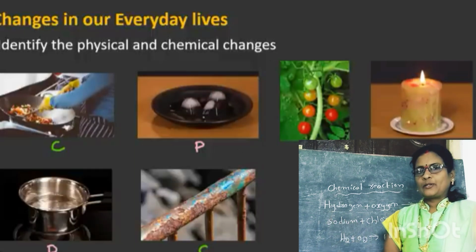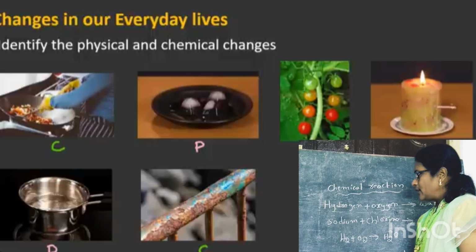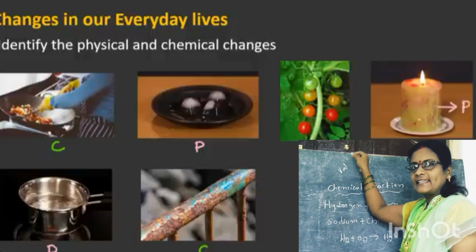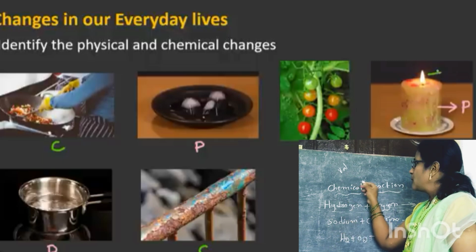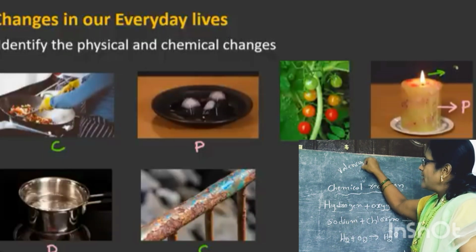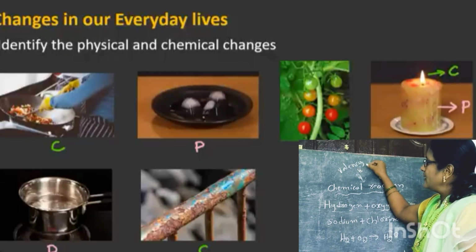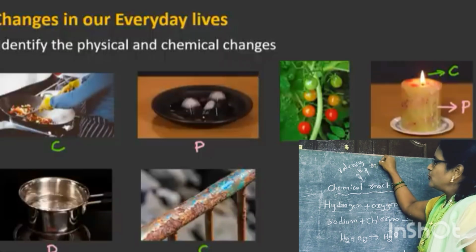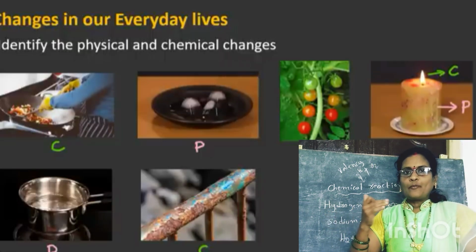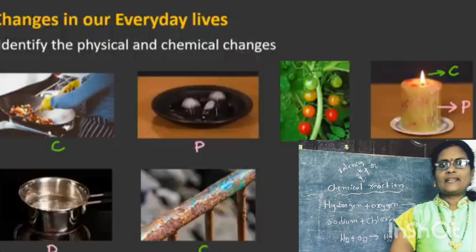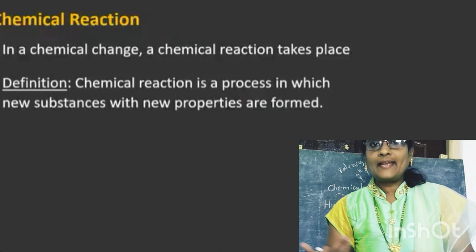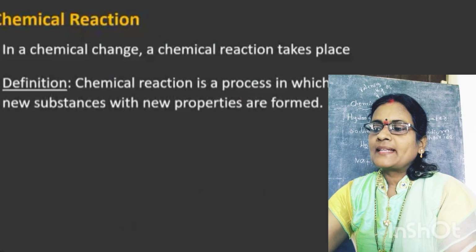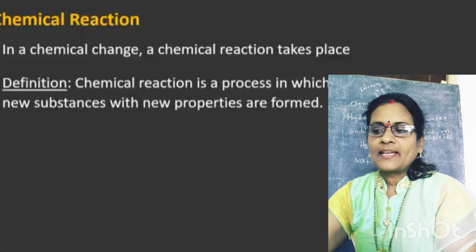Now, what about burning the candle? This is an interesting example because when a candle burns, there are both physical and chemical changes. So, the burning of the candle is a chemical change, but the melting of the wax is a physical change. When the candle burns, you know that it gets converted into carbon dioxide and water vapor. So, we can say that this is both a physical and chemical change.